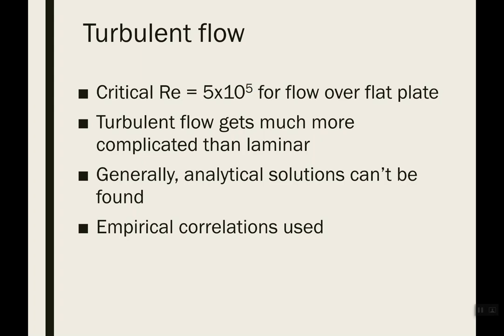So for turbulent flow, the critical Reynolds number for flow over a flat plate is 500,000. So get that 2,000 number out of your head, because that's for flow through a pipe. For flow over a flat plate, it's a totally different system, and that Reynolds number still has a lot of meaning, but there's not much meaning in comparing the two different scenarios. So turbulent flow gets a lot more complicated than laminar flow. Generally, you can't find analytical solutions, so typically the correlations involving turbulent flow will be empirical correlations.